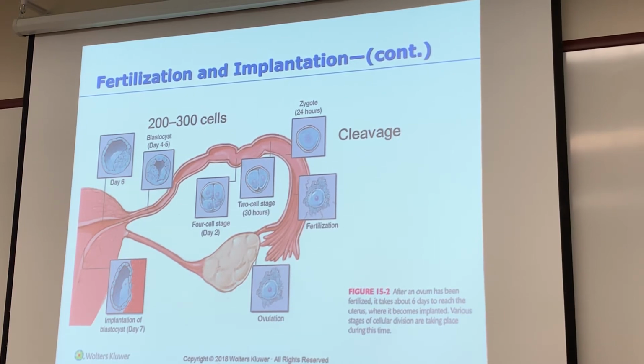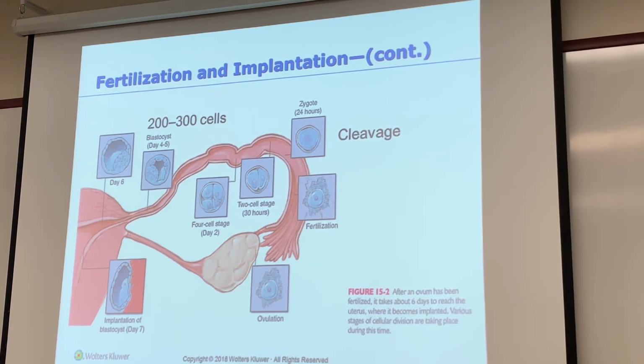The blastocyst has cytotrophoblast, syncytiotrophoblast, and an inner cell mass. Syncytiotrophoblast is the one that puts out the enzymes. It's the cytotrophoblast that implants and will become the primitive placenta. Okay?